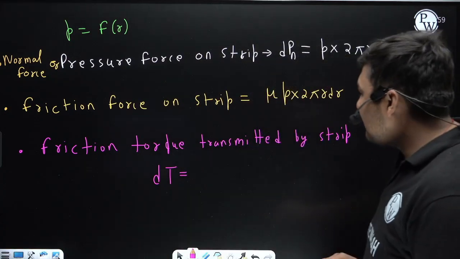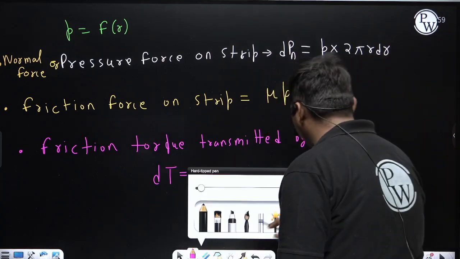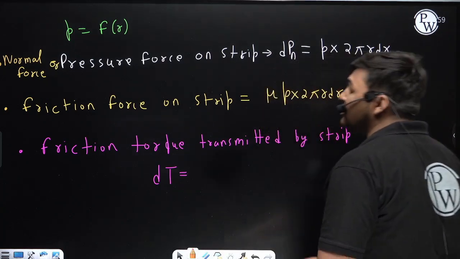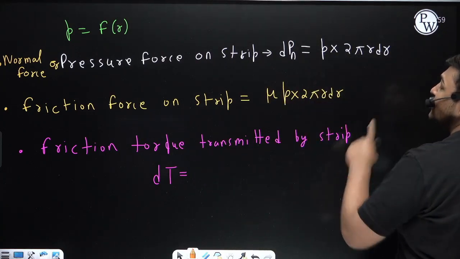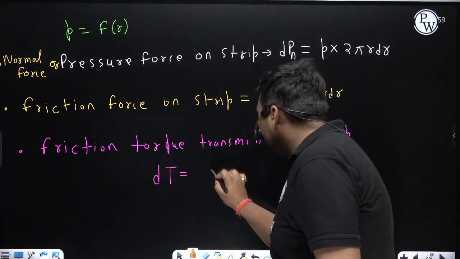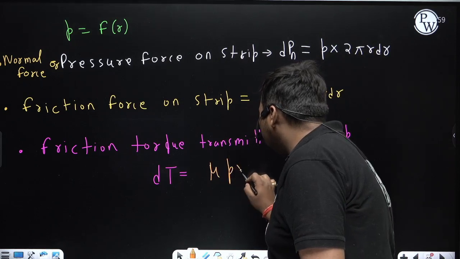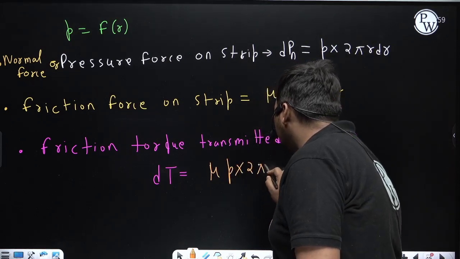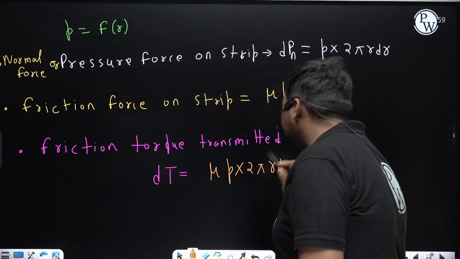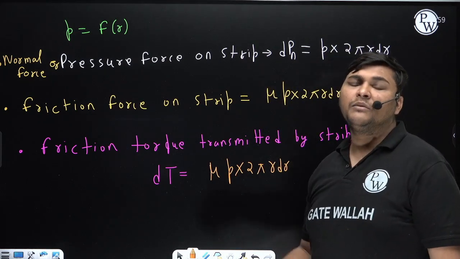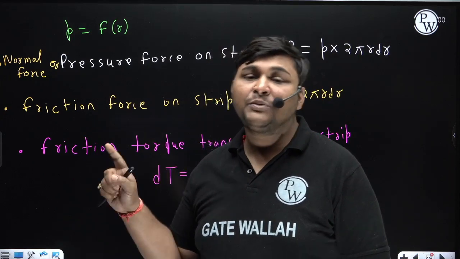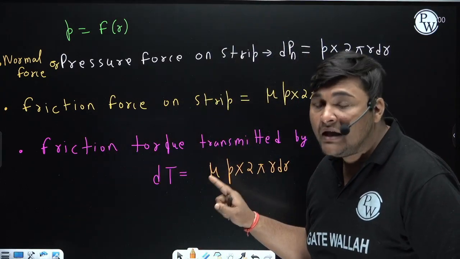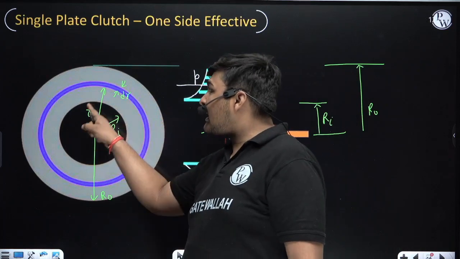What will be the expression of torque transmitted by the strip? Torque is transmitted due to friction. How much friction force is coming at the strip? It is mu into p into 2πrdr. So first write the friction force on the strip, mu into p into 2πrdr. Now torque transmitted will be this friction force times its distance from the center line, and the distance of the strip from the center line is r.